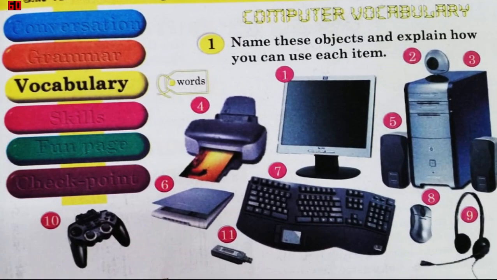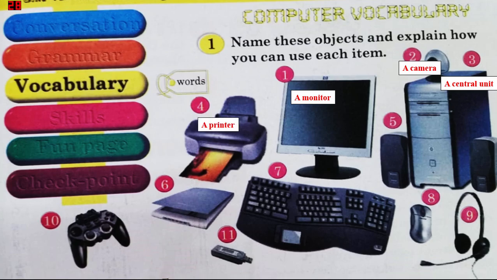Alright. So, computer vocabulary. Name these objects and explain how you can use each item. So we are going to name the object. Of course, number 1 is called a monitor, screen, a monitor or a screen. It's all the same. Number 2 is called a camera. Number 3 is called a central unit or hard disk. Number 4 a printer. Number 5 a speaker.